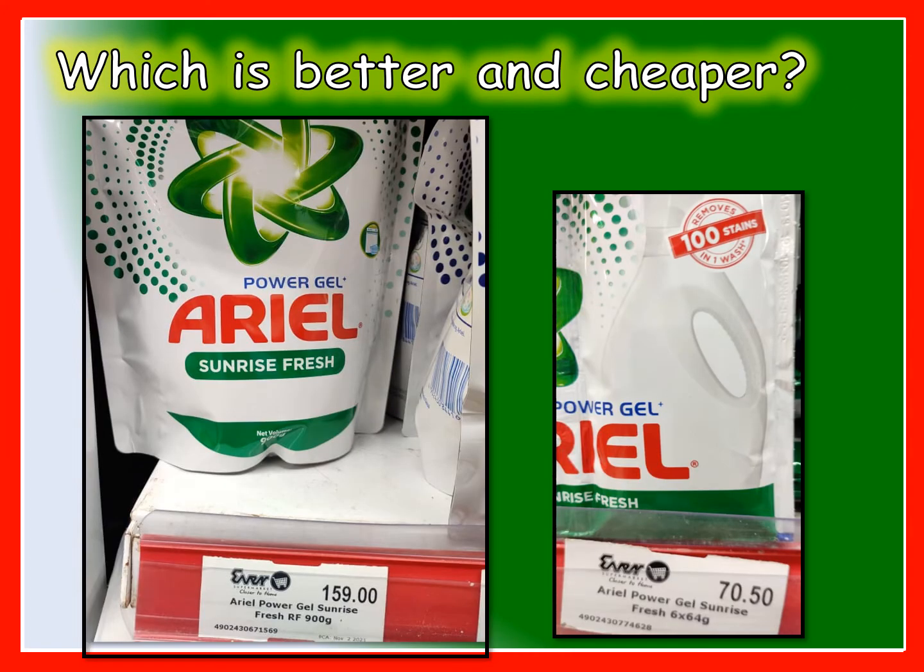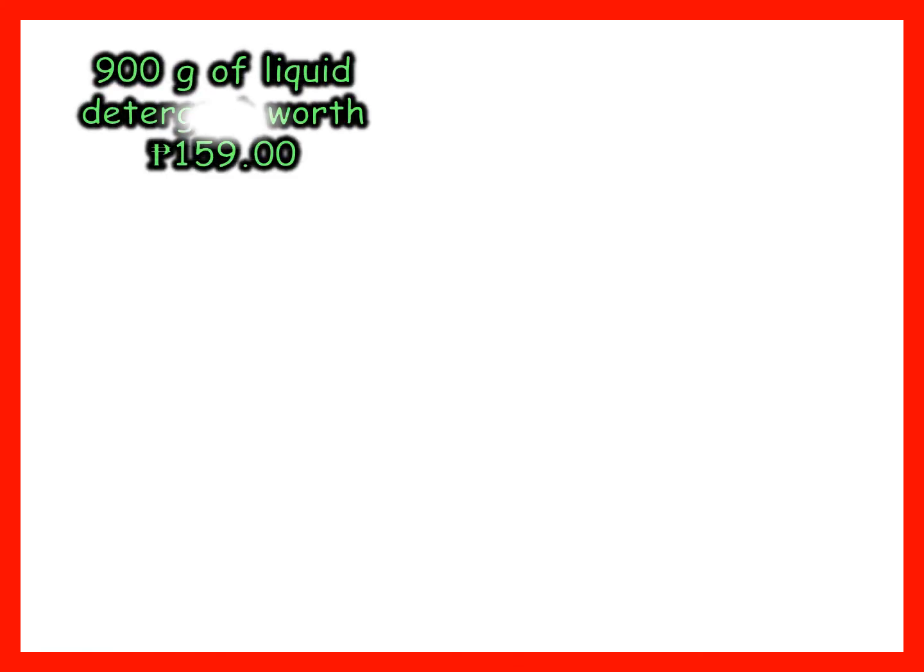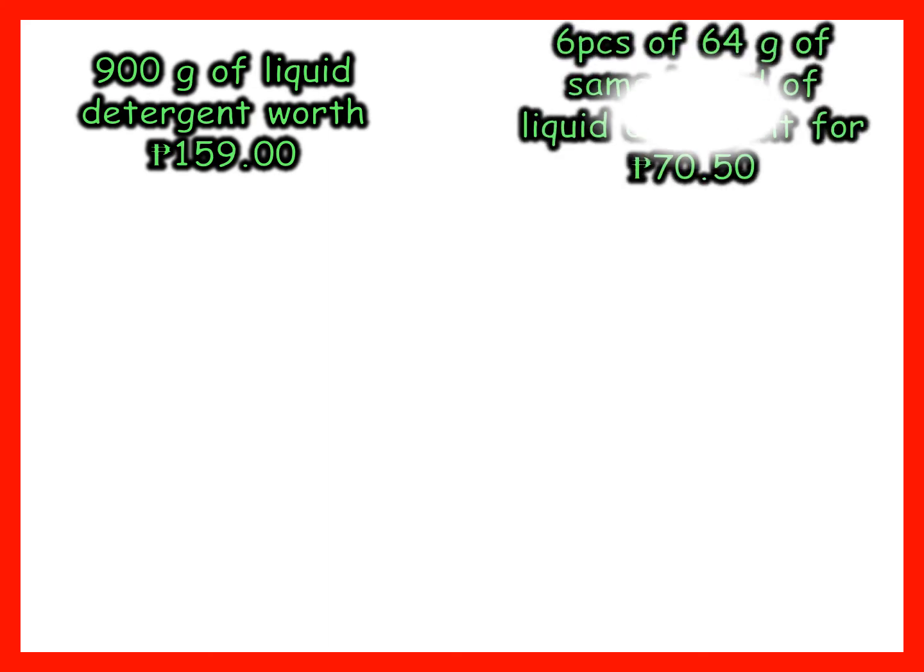For example, in answering which is better and cheaper, or which has a better value: is it 900 grams of liquid detergent worth 159 pesos, or the same liquid detergent which has a value of 70 pesos and 50 centavos, and its size is 64 grams multiplied by 6 since there are 6 sachets. So again, we will decide which one has a better value. Is it 900 grams of liquid detergent worth 159 pesos, or 6 pieces of 64 grams of the same brand of liquid detergent for 70 pesos and 50 centavos?